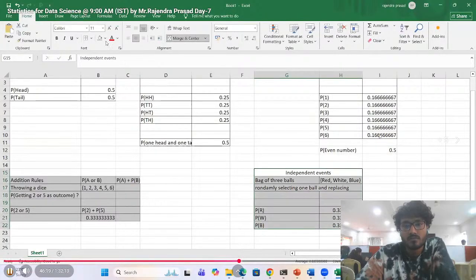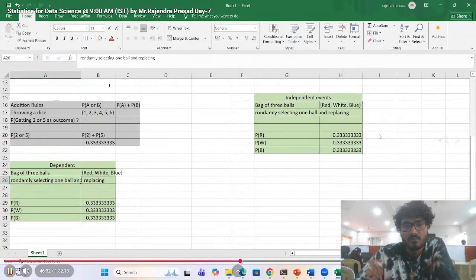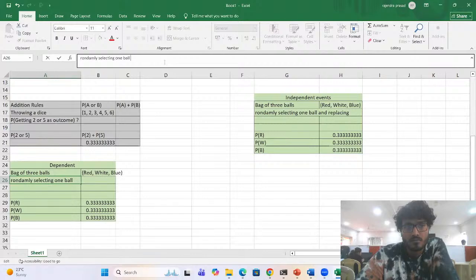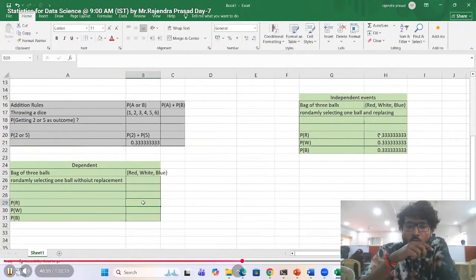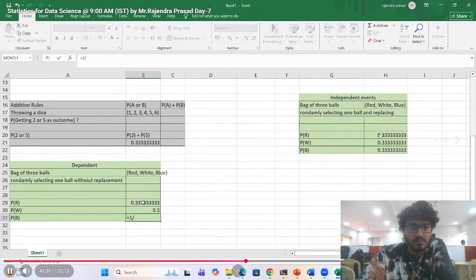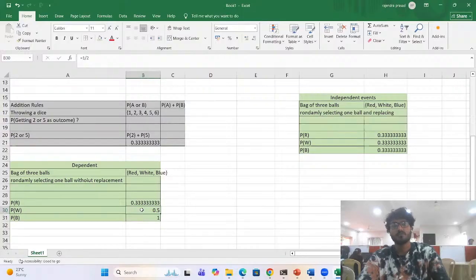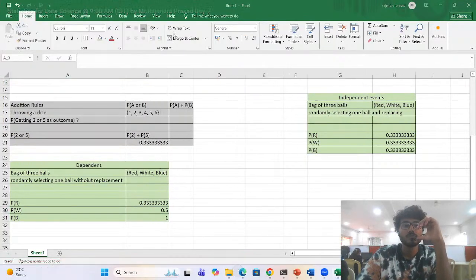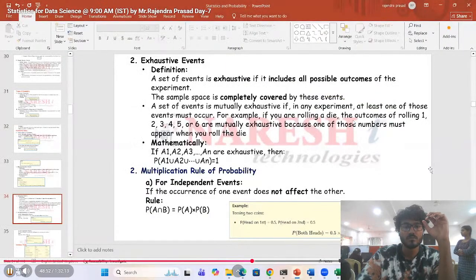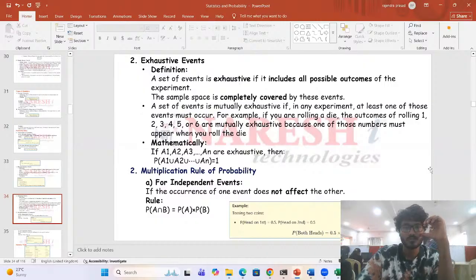This is an example of randomly selecting one ball with replacement. But if you select without replacement, the probability of one event affects the probability of another event. Then those events are known as dependent events. You clear when we say dependent events and when we say independent events? Is this clear? So people online, is this clear, guys? Before going to understand the multiplication rule, you should know what is dependent and what is independent. That's why I explained all those things. Clear?